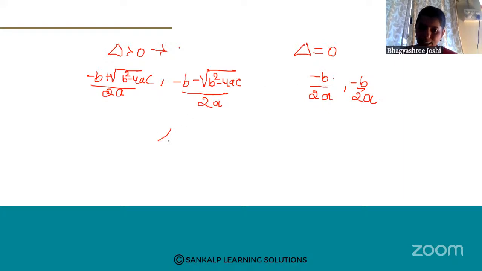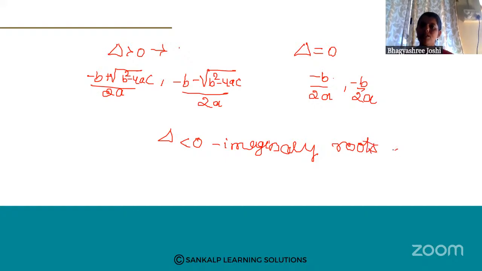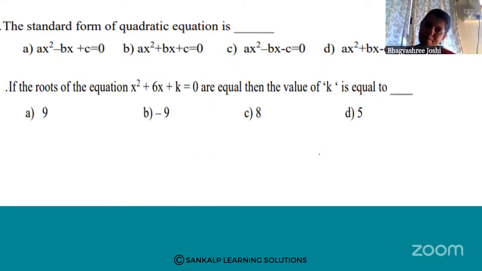If delta is less than 0, that means imaginary roots. Imaginary roots means no roots exist. There are no roots there. Imaginary roots, no roots. Okay, so this is very important. We should remember. Okay, next.